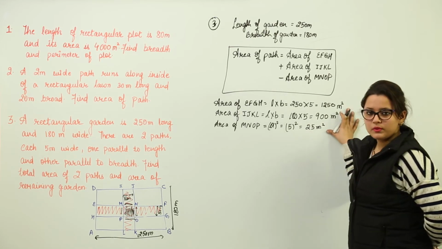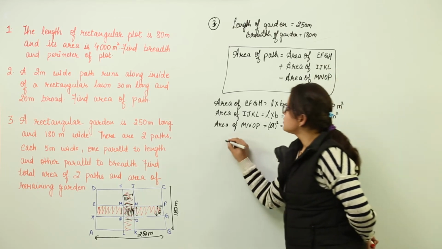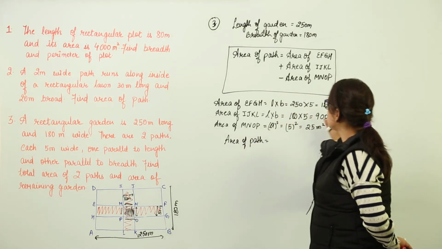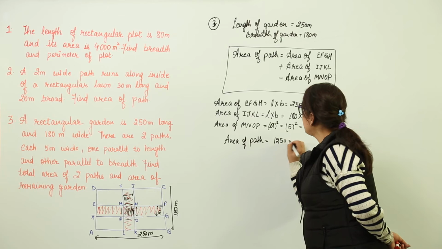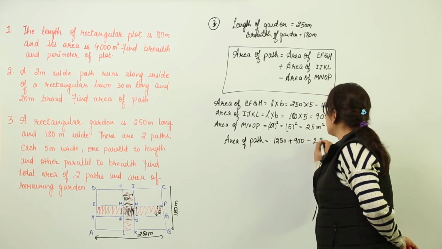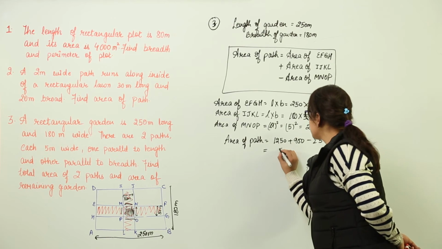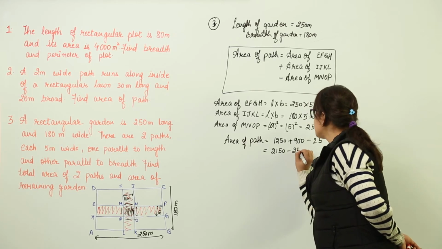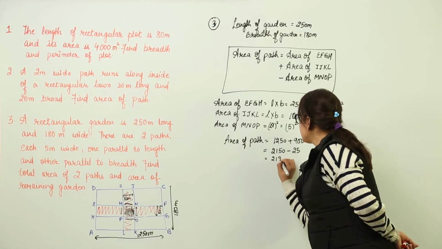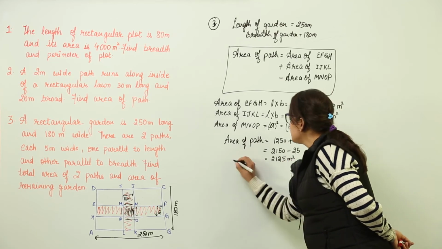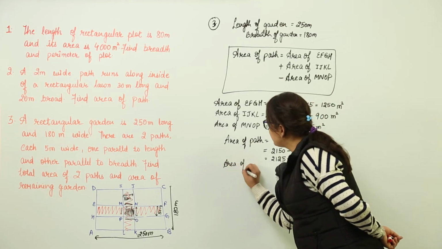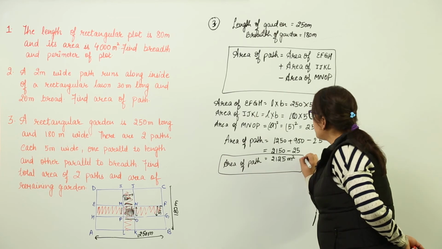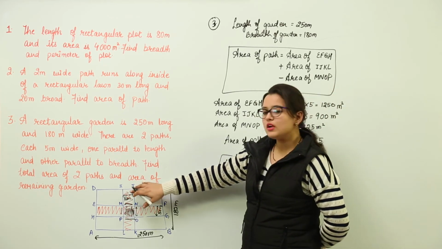Now all that is left to be done is put them into this formula. So we'll find the area of path equal to the sum of these first, 1250 plus 900 minus 25. On adding these two, you get 2150, minus 25, giving us 2125 meter square. This was the area of path to be calculated. This is only half of the question. Why? Because there is another part left to be calculated, which is the area of the remaining garden.